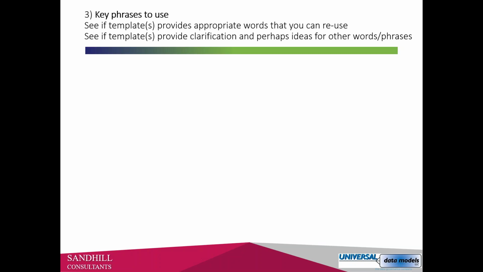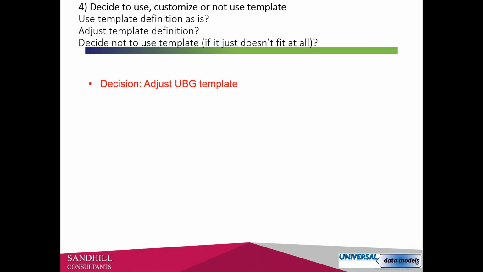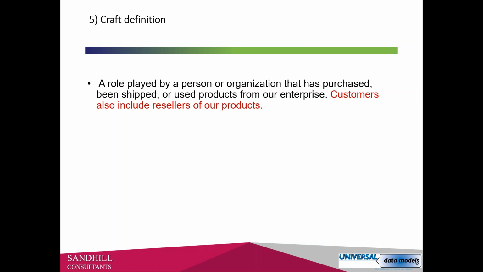So now we list out the phrases. So it's a person or organization, they've purchased, been shipped or used, and it includes resellers. Do we use the template, not use it, adjust it? The decision: let's adjust the Universal Business Glossary template. So we just took the definition as it was, but we included a modification saying customers also include resellers, which may or may not be the case for your organization. But for this organization, here's the definition. It's a modification of what we had before.